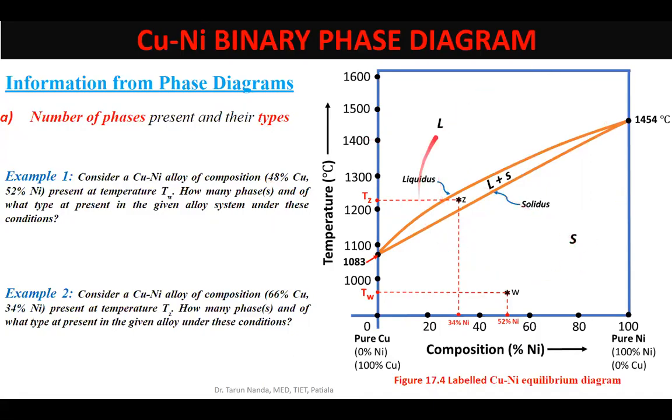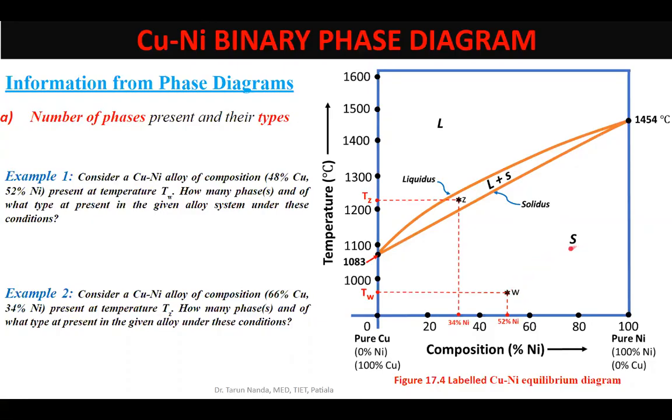This equilibrium diagram has three distinct types of phase regions. One is this upper region, which contains liquid solution of copper and nickel. It's a single phase region. The other single phase region is this solid, which contains solid solution of copper and nickel. And there is an intermediate region which contains a mixture of two phases, liquid solution plus solid solution in a given alloy. Now, if you see, your point W is lying in the single phase region, so your answer would be that there is only one phase in the material system under the given conditions, and that's the number.